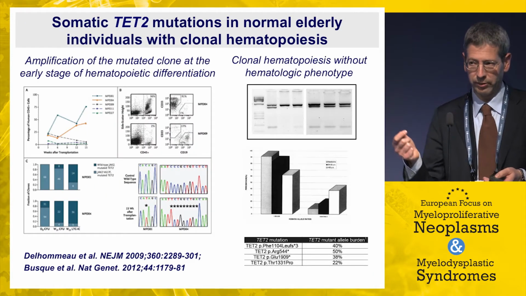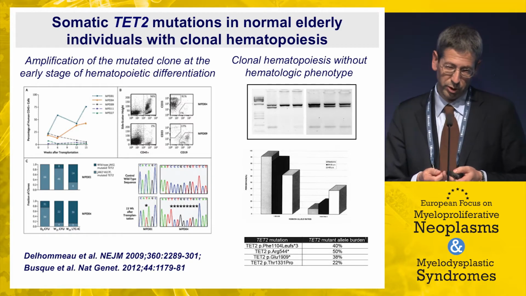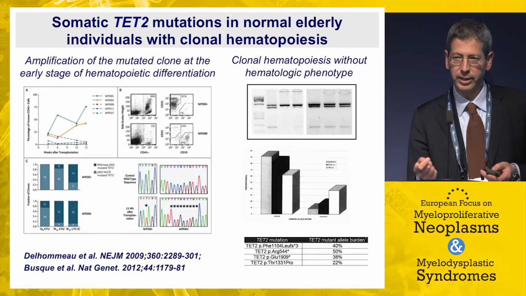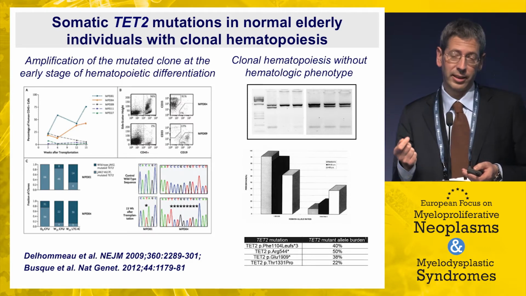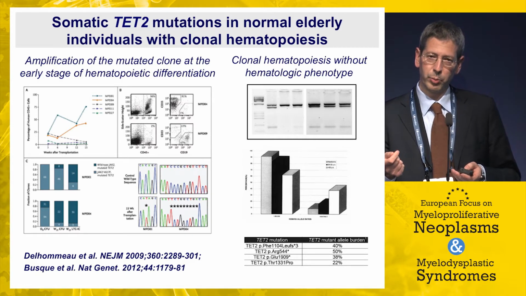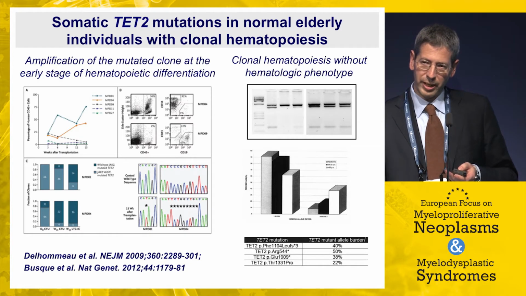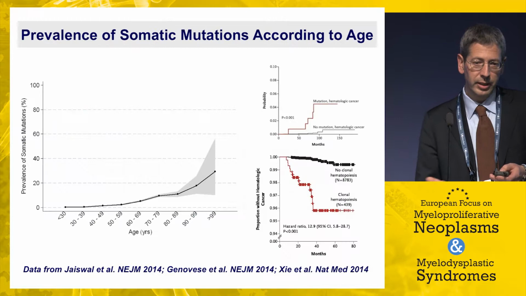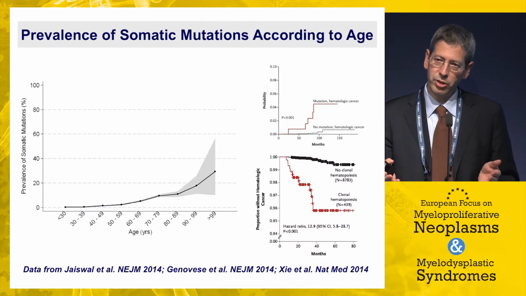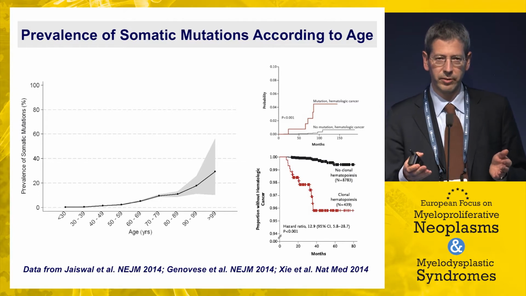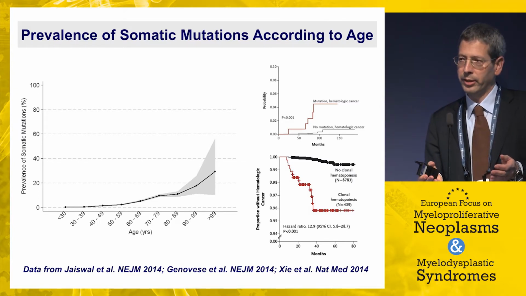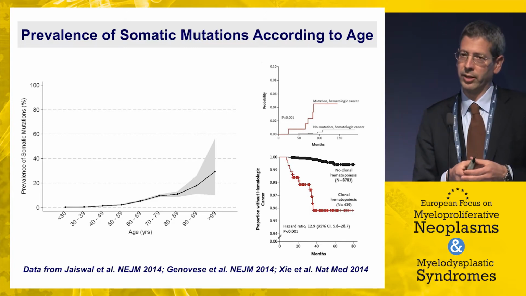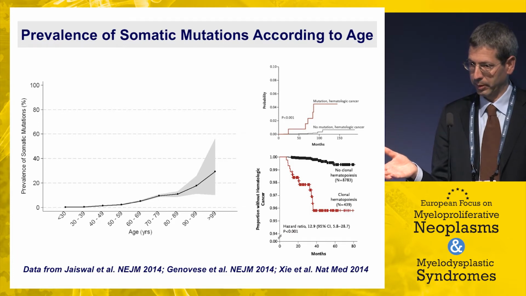In 2012, the group of Ross Levine in New York first provided the evidence of somatic mutations in TET2 in otherwise healthy elderly subjects with clonal hematopoiesis, as demonstrated by X chromosome inactivation pattern. And later on, 3 large population-based studies provided consistent evidence of hematopoietic clones arising upon aging in elderly subjects with otherwise normal hematopoietic system.